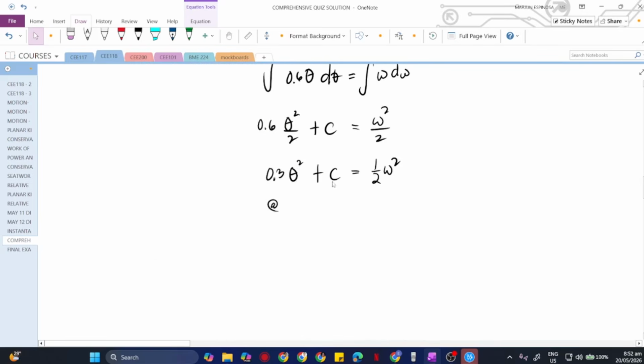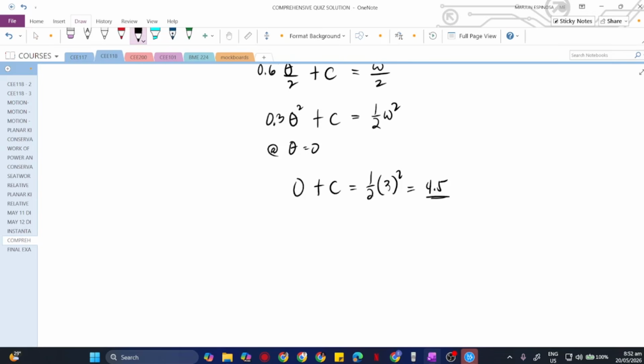So, kukunin natin yung value ng C. So, θ equivalent to 0. So, itong part na to will be just equivalent to 0 plus C is equivalent to 1/2. Then, ω natin is 3 square. So, yung sagot dito would be 9 over 2 or that is simply 4.5. So, yung C natin would be equivalent to 4.5. So, from there, that is 0.3 ω θ square plus 4.5 equivalent to 1/2 ω square. So, gagawin natin is to solve for the value of ω.